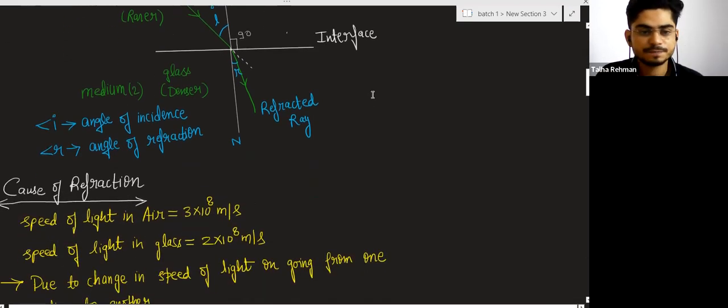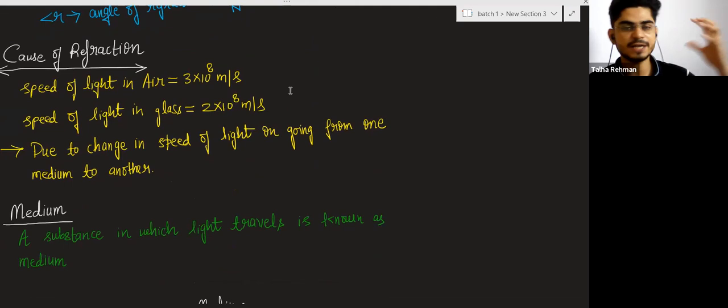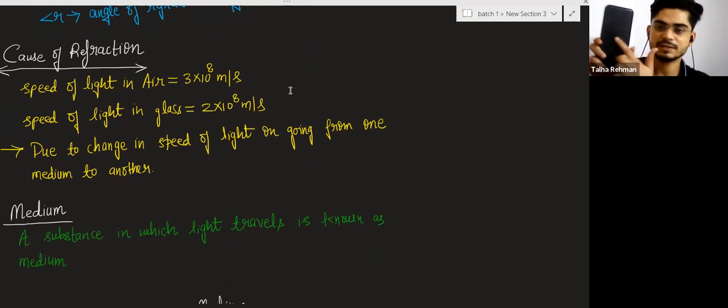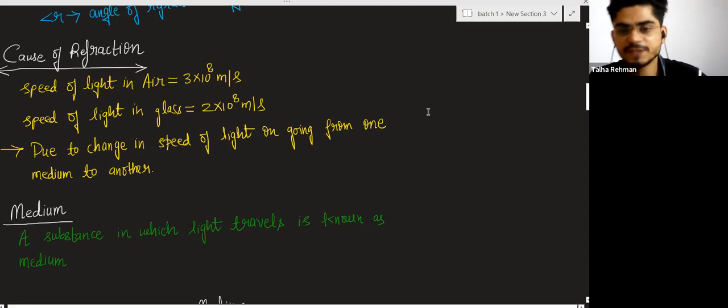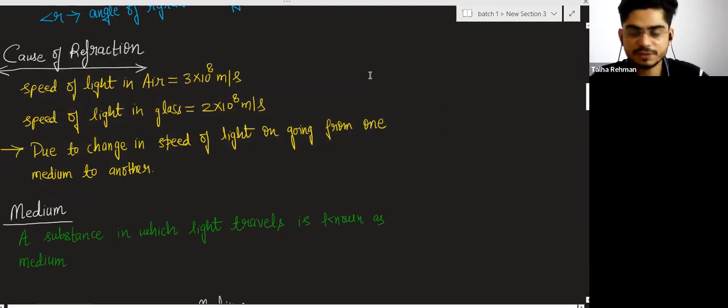And the cause of refraction is that light has a different speed in a different medium. Suppose light coming from this light source has some speed, because here is air around me and light is traveling here with a speed of 3 into 10 to the power 8 meter per second. But when this light travels in this glass, the speed of the light will change, and due to the change in the speed of the light, there is a phenomenon known as refraction.